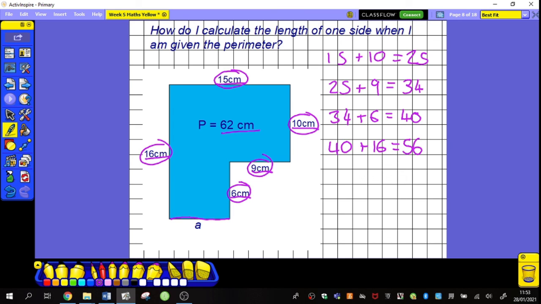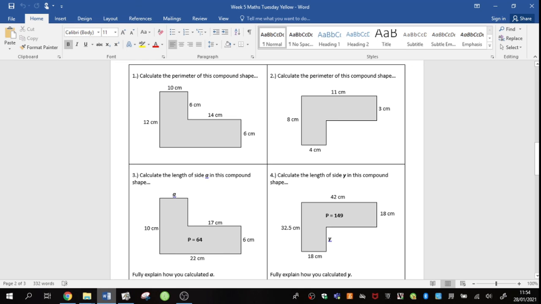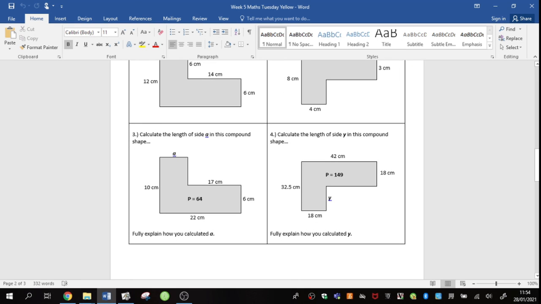Now I don't mind how you add all those up, but I would strongly suggest adding them up before you do your subtraction. So now, if I take the whole perimeter all the way around and I subtract all of the sides I know, it's going to leave me with what is left, 6 centimetres. Okay, a good way to check, once you've labelled it, is to add them all up again.